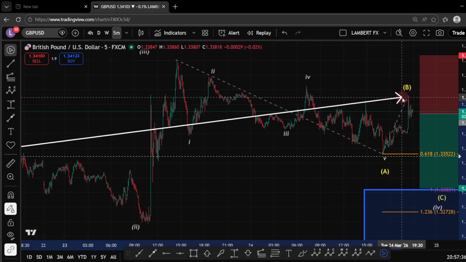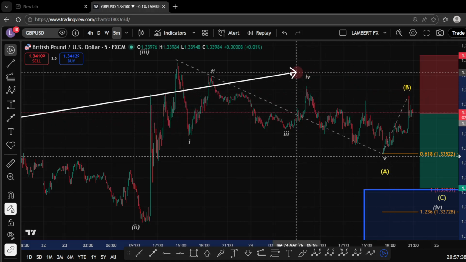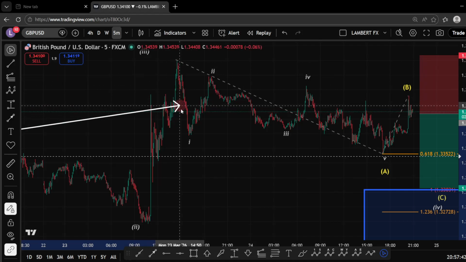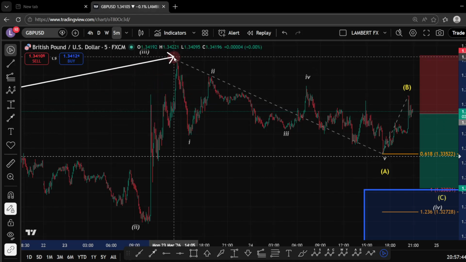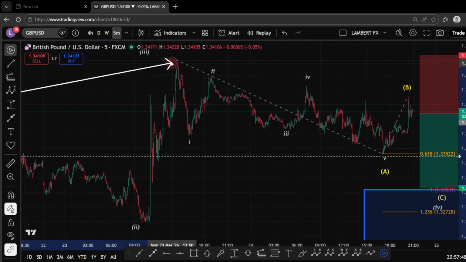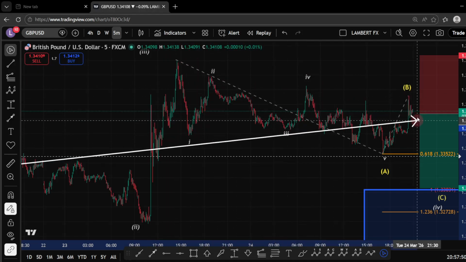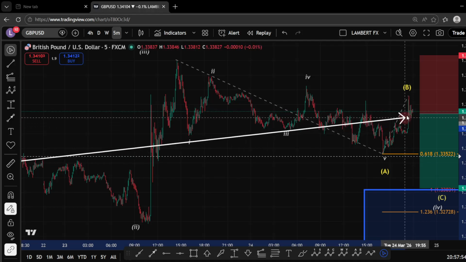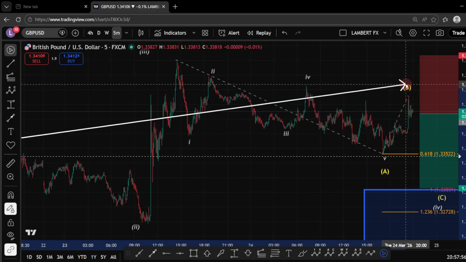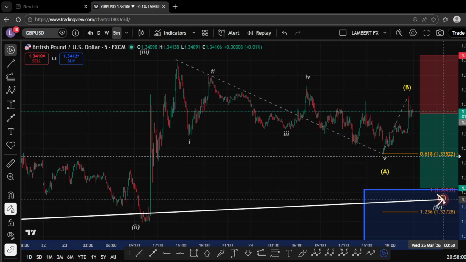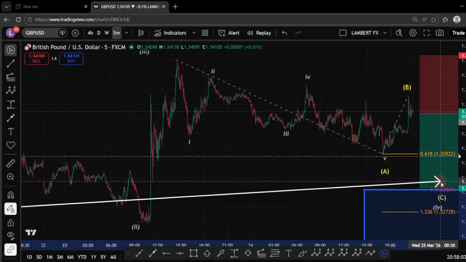But for a zigzag, your B must not exceed the origin of the corrective pattern of the 5, which is that high here. So I've put a stop above the high, and I've taken a short trade right here. So if this is my B, then we need a C to the downside.